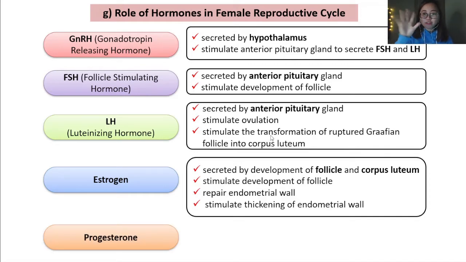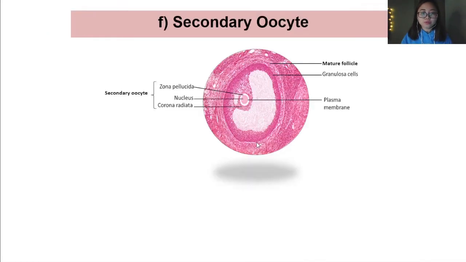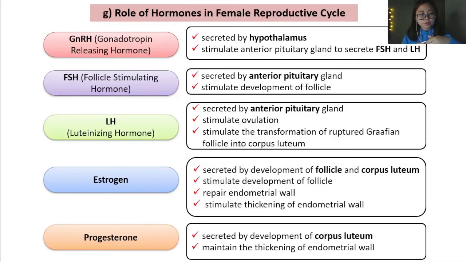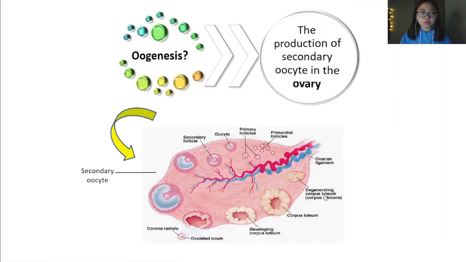Last but not least, our fifth hormone in females is progesterone. Progesterone is secreted by the developing corpus luteum. So this one is also in the ovary. And the function of progesterone is to maintain the thickening of endometrial wall. So bila sudah ada dinding lapisan tisu pada uterus tu dalam endometrium, fungsi progesterone adalah untuk mengekalkan ketebalan tisu di endometrium wall itu. Okay, so moving on.